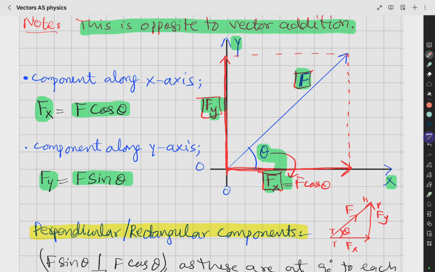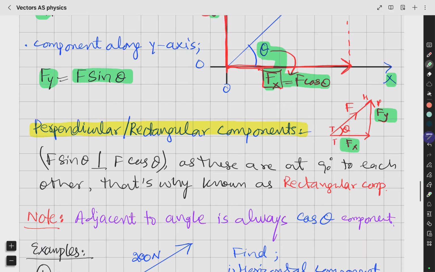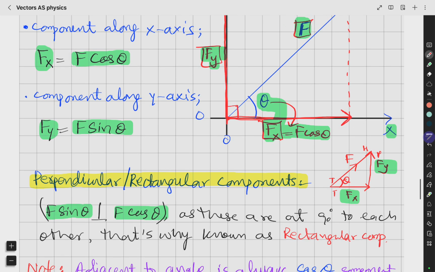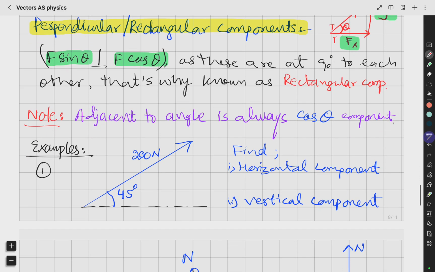So then you use the trigonometric ratio to find the value of fx, which comes out to be f cos theta, and then again the trigonometric ratio to find the value of fy, which comes out to be f sine theta. So just remember that adjacent to angle is always f cos theta, and the other one is f sine theta. Okay, so these are called the perpendicular or rectangular components. Why? Because f sine theta and f cos theta are actually at 90-degree angle to each other. So that's why these are called rectangular or perpendicular components. Okay, so adjacent to angle is always cos theta, that I already told you.